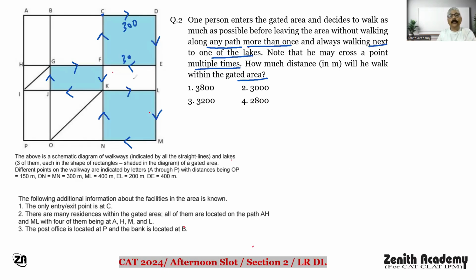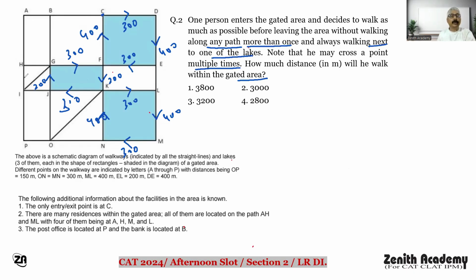This is 300, 300, 300. This is 400, 400, and it's also 400, 400. This is 300, 300, and this is 200.